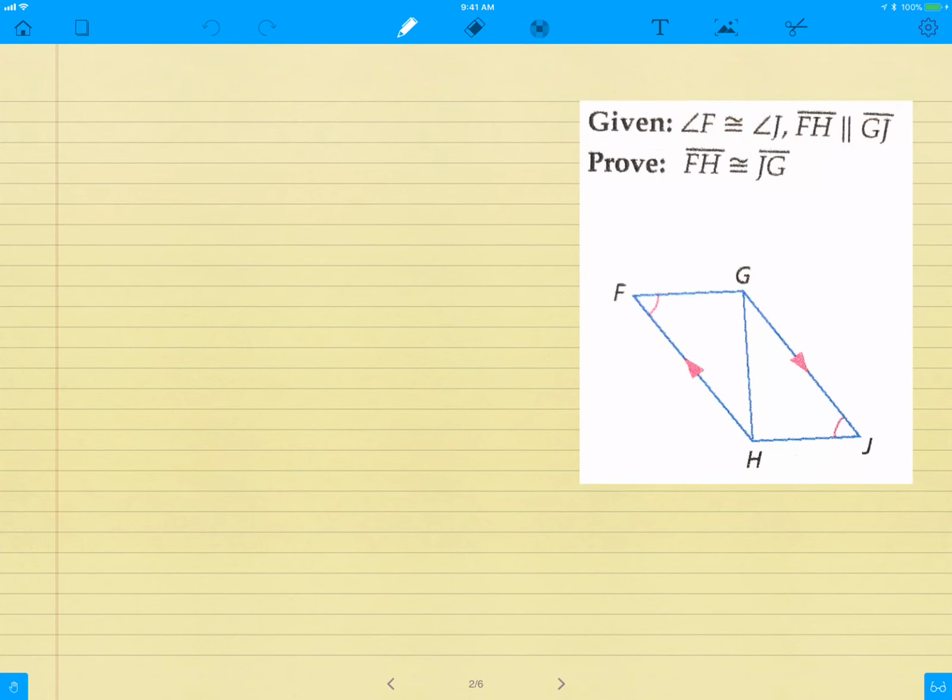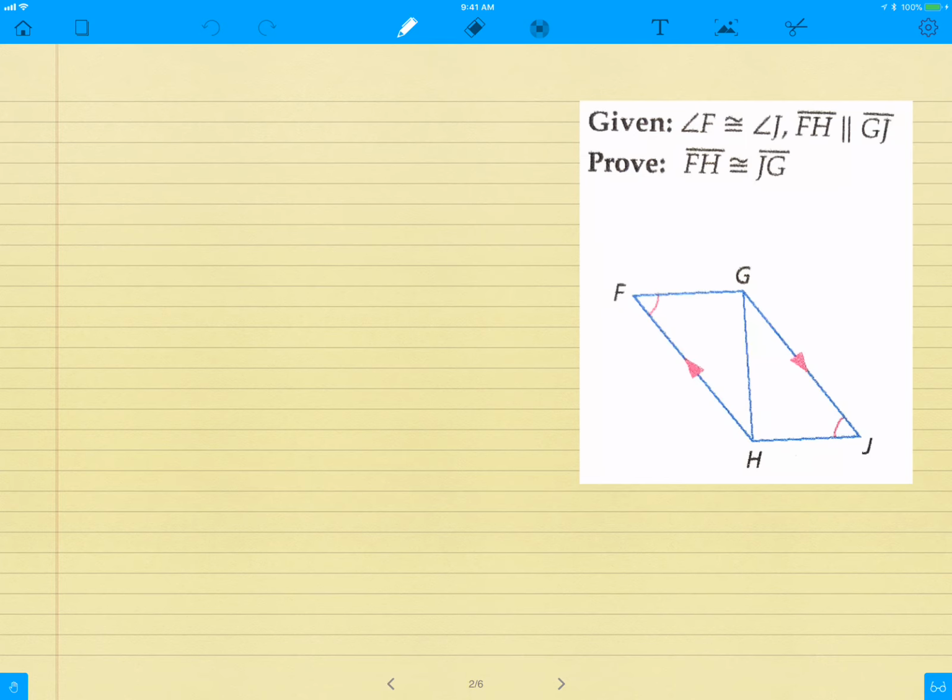Let's actually do a proof about triangles being congruent to each other and using some of the new properties. If you're looking at my picture here, we're given two things. We're given that two angles are congruent to each other. And we're also given that two walls are parallel. Those are the parallel symbols, the little pink arrows.